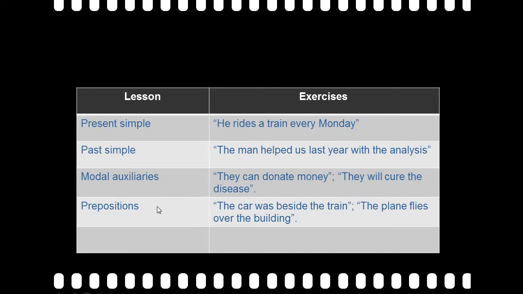And for the prepositions, the exercise looks like this. The car was beside the train, the plane flies over the building. Again, they have to learn how each preposition here is followed by a noun. Beside is followed by the train, the noun. Over as a preposition is followed by the building as the noun. Okay, so these are the lessons in a syllabus.